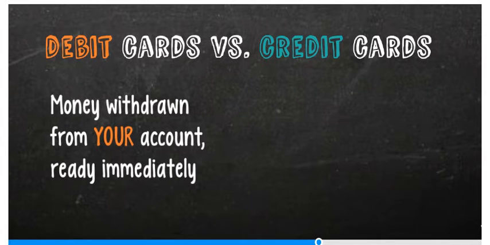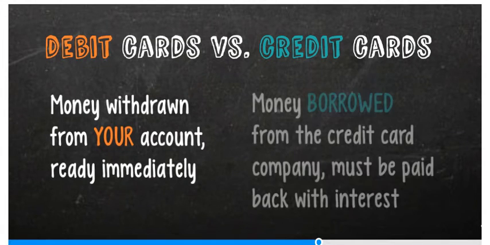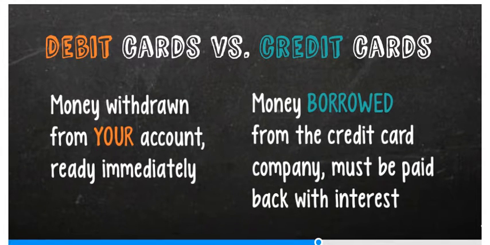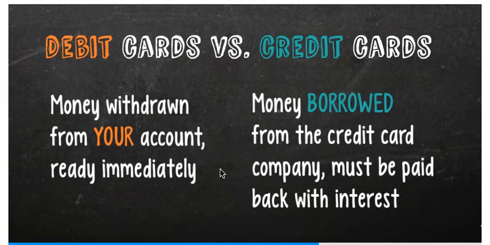All right. A debit card is money that is withdrawn from your account, and it is ready immediately. It is your money. It is ready to go. You have enough in your bank account to cover the whole expense of whatever you're buying. Okay. On the other hand, a credit card is not your money. You borrowed it from Visa, or you borrowed it from MasterCard or American Express, and you have to pay it back with interest. So a debit card is coming from my account. I don't get charged, and I don't have to pay to use this money because it belongs to me.